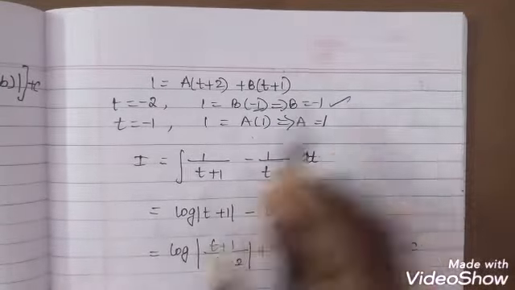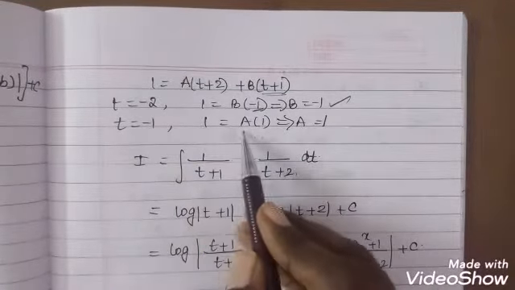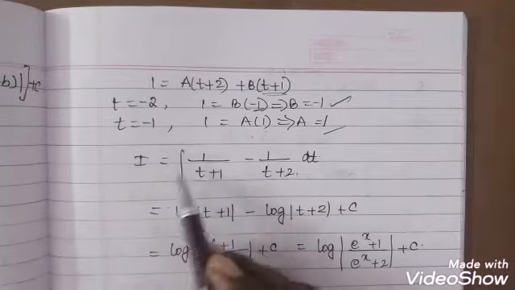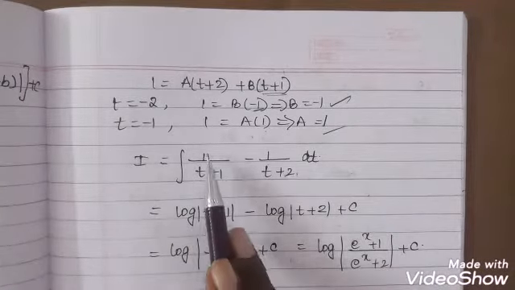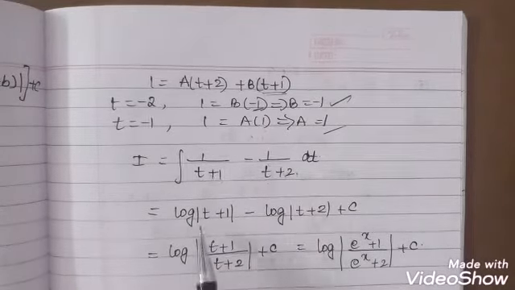So your b is equal to minus 1. Now put t is equal to minus 1 here. You will get 1 is equal to a into minus 1 plus 2, that's nothing but equal to 1. So your I is equal to the integral of a, which is 1, by t plus 1 minus 1 by t plus 2 dt. So what will I have?